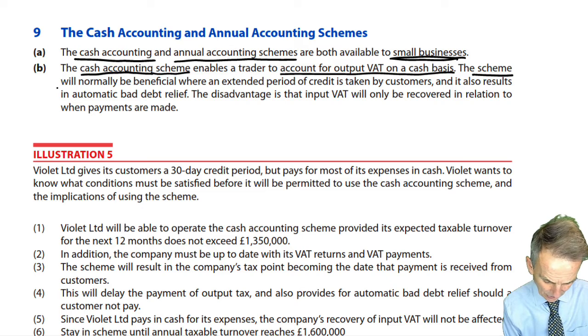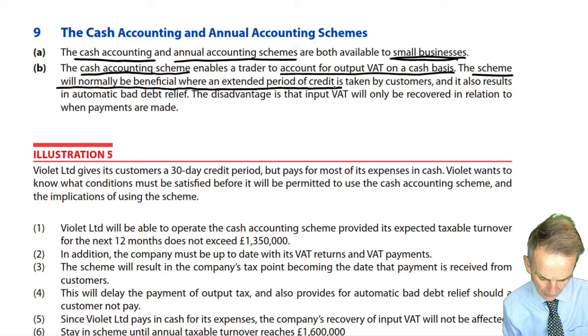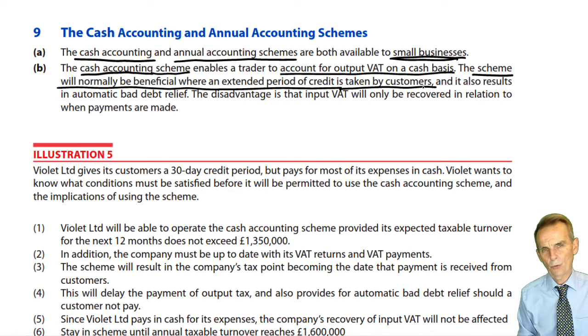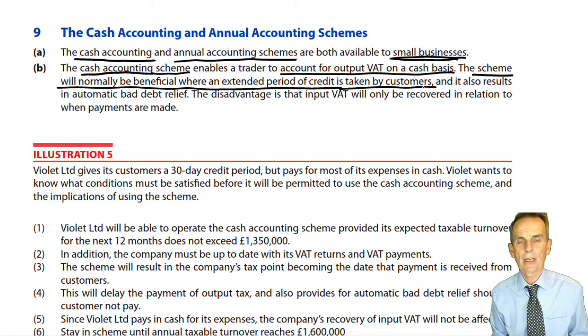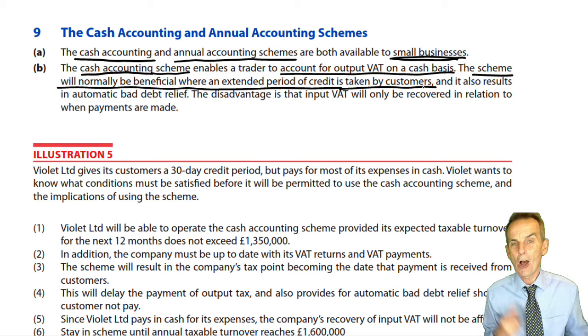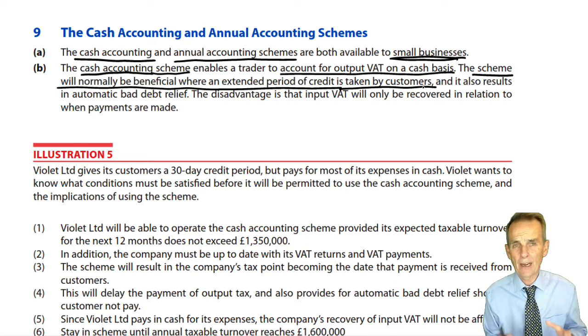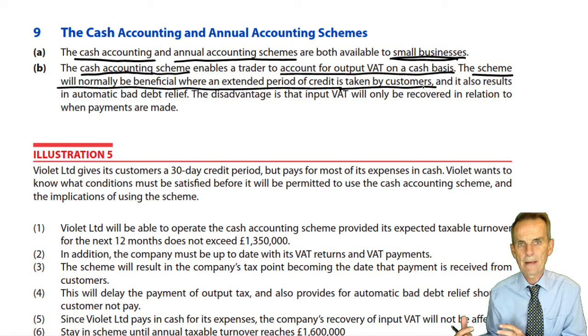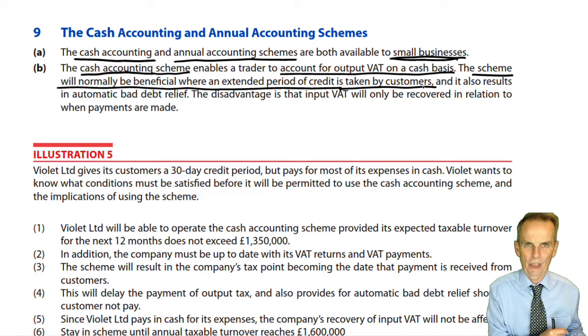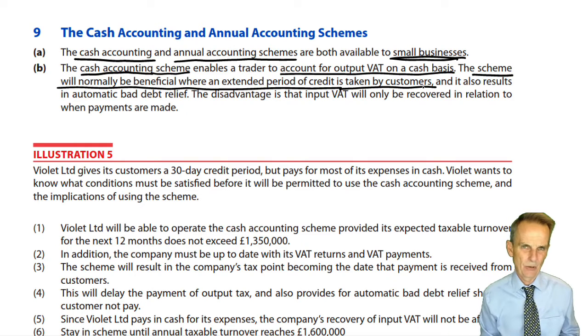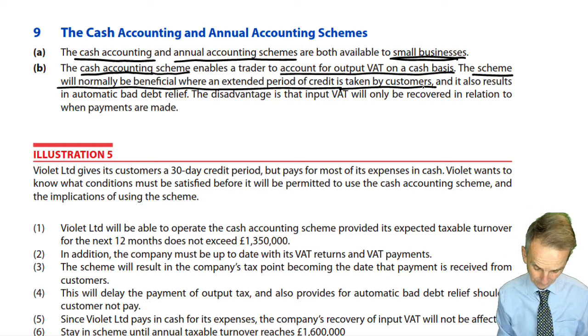The scheme, as we've suggested, will normally be beneficial where an extended period of credit is taken by customers. Frequently a problem for small businesses where they have larger businesses as their clients. And those larger businesses are large clients of those small businesses. And they know that. And therefore they can take advantage of their importance as regards their supplier by, if they wish to, delaying the payment. Because they're not going to get too threatening because they need us as a customer. That's therefore very bad news so far as a small business is concerned. And this resolves that particular problem.